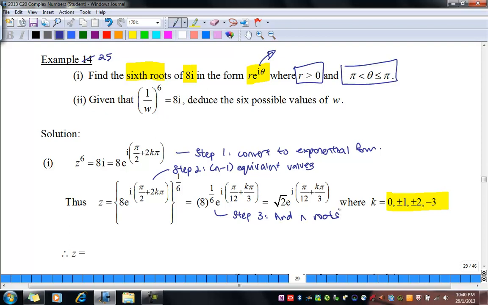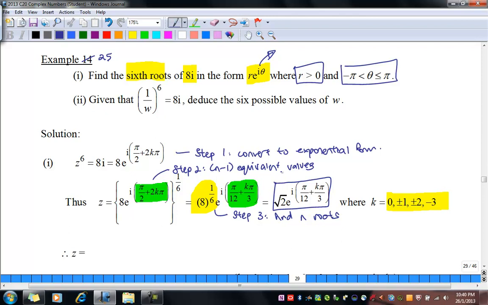And this is done using De Moivre's theorem, so I can obtain the new modulus of each root by taking the 6th root of 8, and I can obtain the new argument by dividing the original argument simply by 6. And therefore I have arrived at this point.